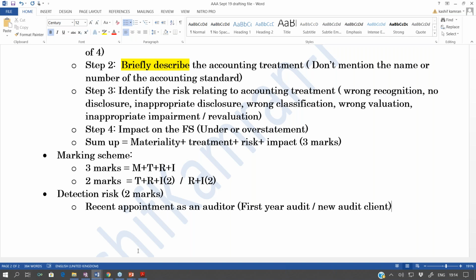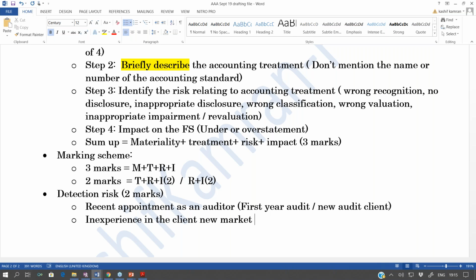Then the second situation, inexperience in the client new market. Does that mean first year audit? No, it says inexperience in the new market. Quite possible the client of which you are the auditor has entered a new market. So if the client has entered a new market, do you have experience of the client? Yes. But do you have experience of the new market? No. So where is the detection risk?